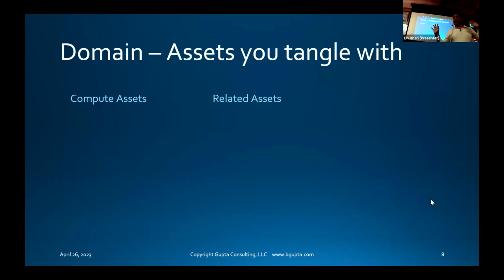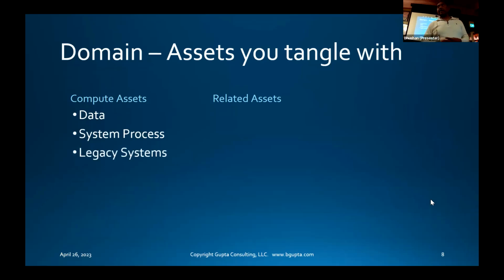There are two types of assets we deal with all the time. Let's look at those two different types of assets. One is compute assets. Compute assets are data, data you store and try to protect, and then you have system processes. The processes databases use, or any of your applications use, those are system processes. And you also have legacy systems. I'm talking about, like I mentioned, Windows. You can have others. They also come under your compute assets.